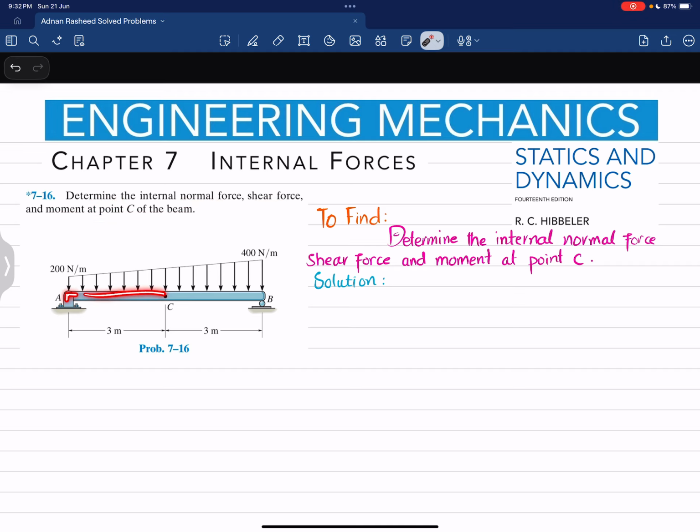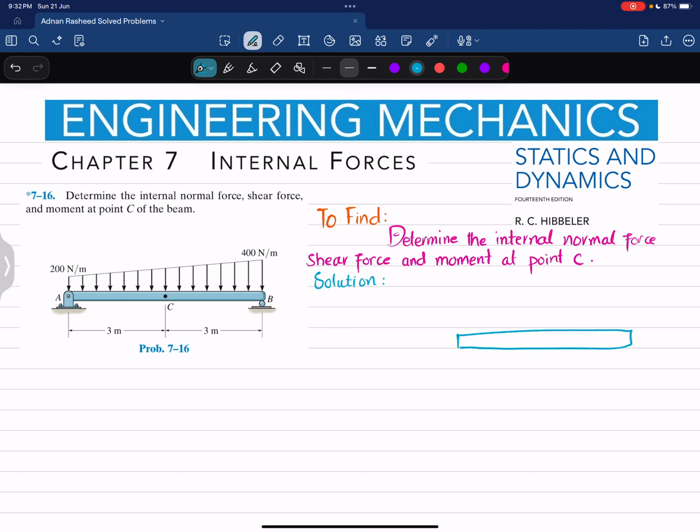So you can see this is a simply supported beam AB having a pin support at point A and a roller support at point B. We have a load which is shown over here. This is a mixture of uniformly distributed load and triangular load. So let's start with the solution. The first step is that I have to draw the free body diagram of this beam.